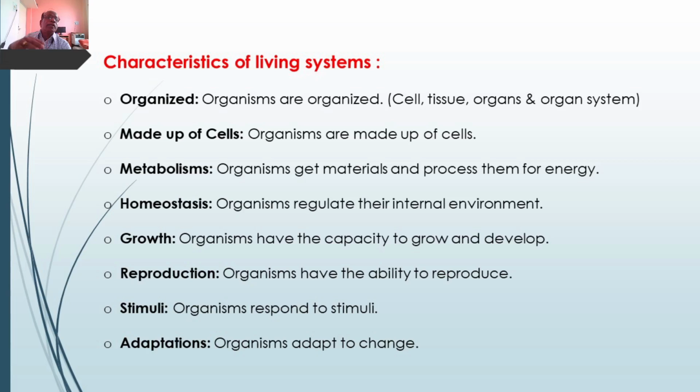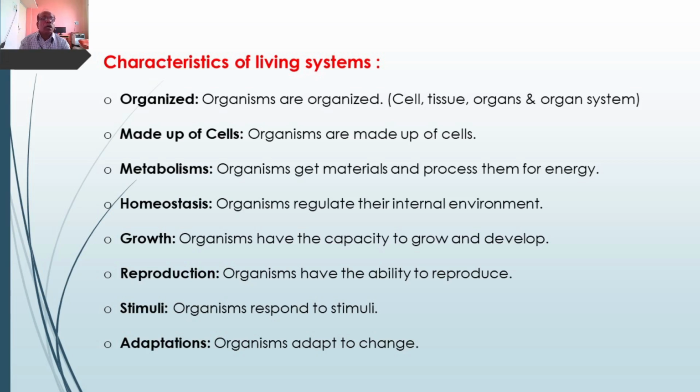That is maintenance of the water contents, maintenance of the electrolyte, maintenance of the sugar. So whatever the components present inside of the cell that are maintained at their optimum level, that is called as homeostasis. So organisms regulate their internal environment themselves with the help of cellular functions or the cellular activities, homeostasis.